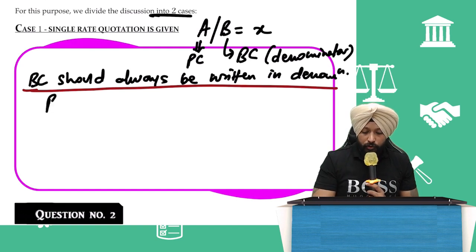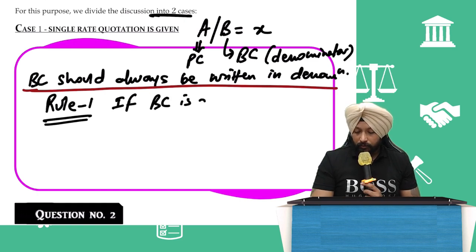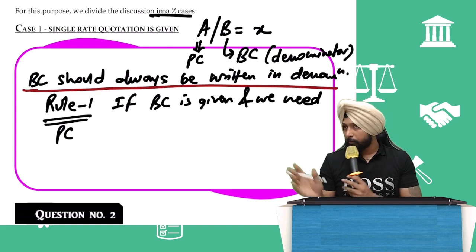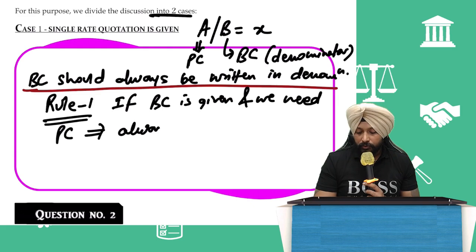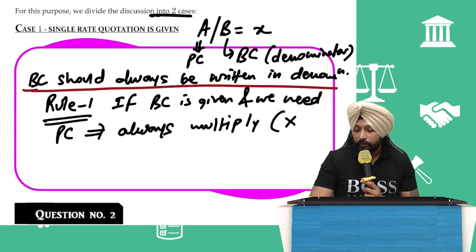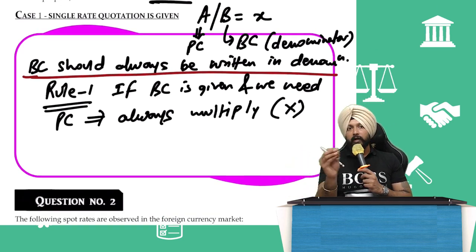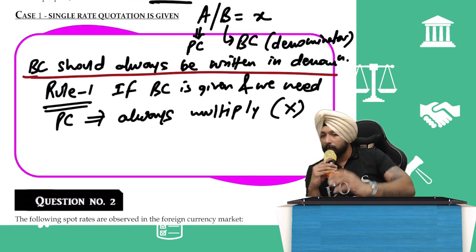Now we are moving ahead towards rule number 1. If base currency is given and we need price currency, no exceptions, always multiply. Always. Amount of base currency is given, you want your answer in price currency, always multiply.